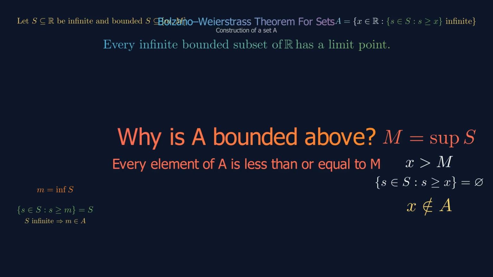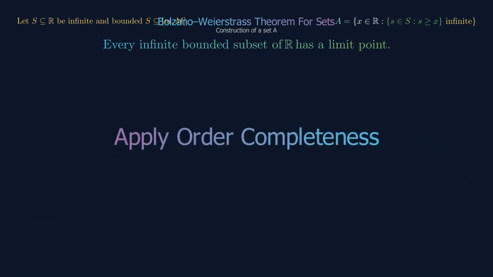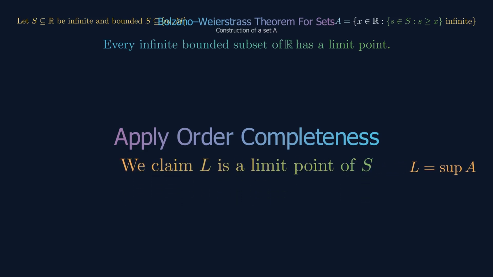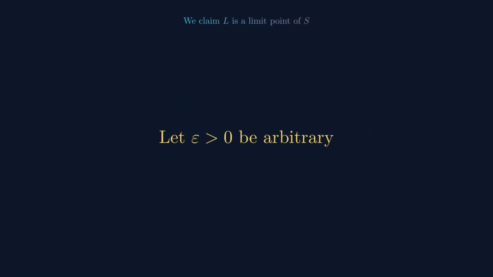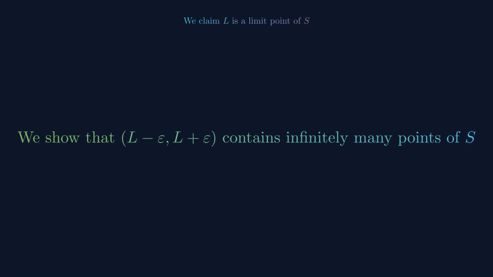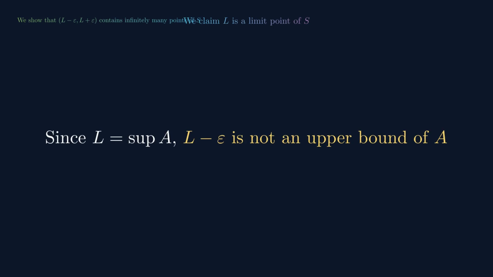The Bolzano-Weierstrass theorem is not an isolated fact. It is deeply intertwined with the foundational properties of the real numbers, the order completeness axiom of real numbers. We construct a new set A, consisting of points x such that x is less than infinitely many elements of S. We show that A is non-empty and bounded above, so it has a unique supremum L. Lastly, we prove that L is a limit point of S.